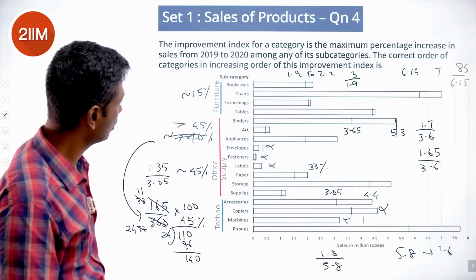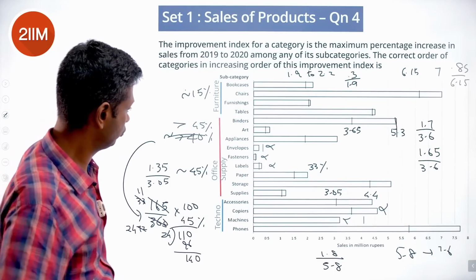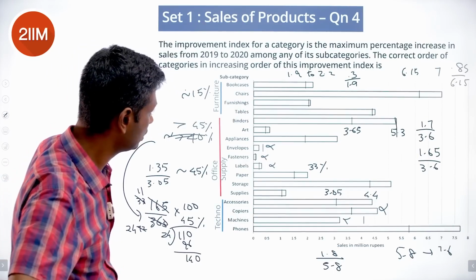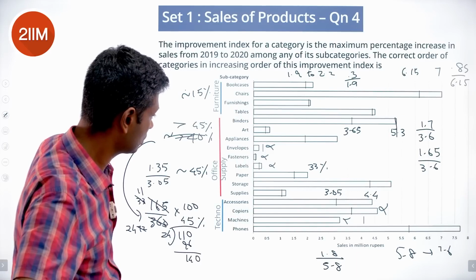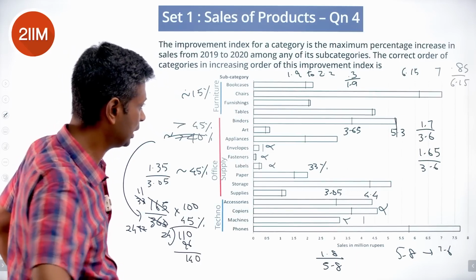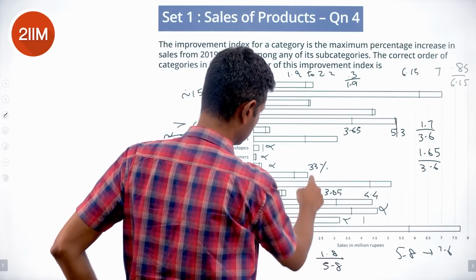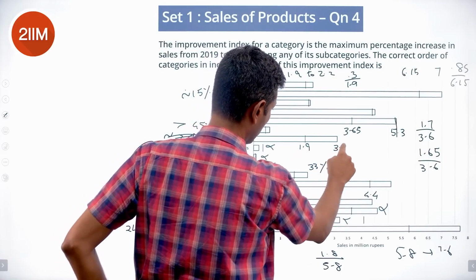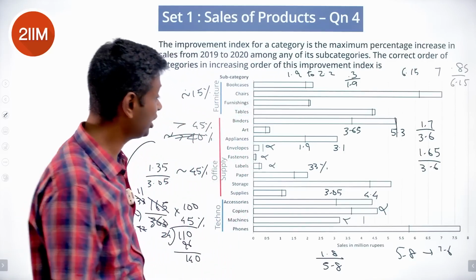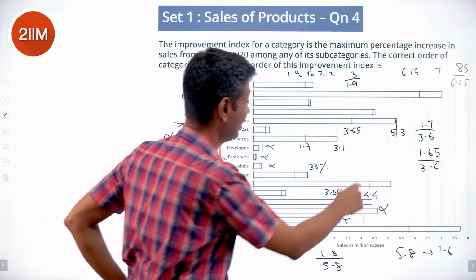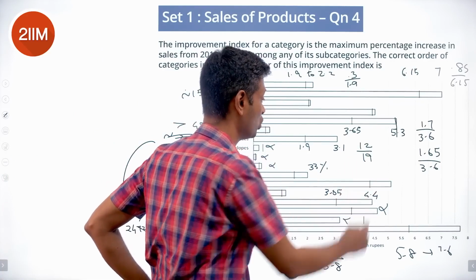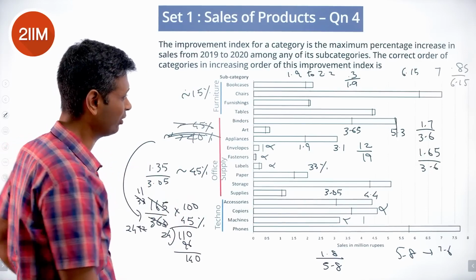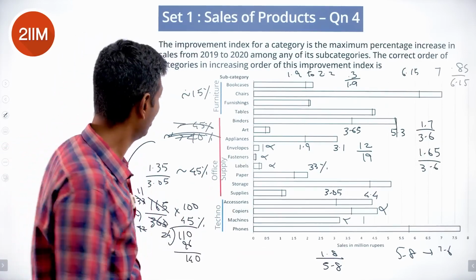Just a pain. I just want to check whether there's something which is juicier popping out. Appliances go from 1.9 to 3.1. Oh, I completely missed appliances. 1.9 to 3.1. The increase is 12 by 19, which is nearly 2/3. So this will kill. This number is completely wrong. I don't have to worry about binders. I completely missed appliances. So this is high.